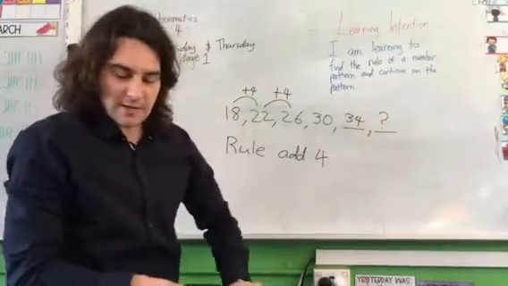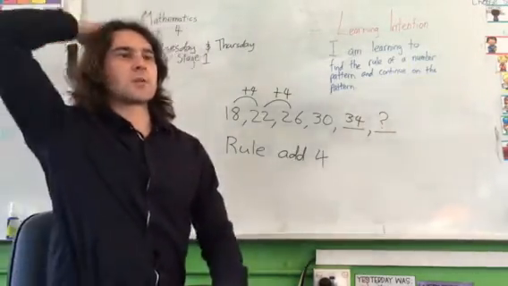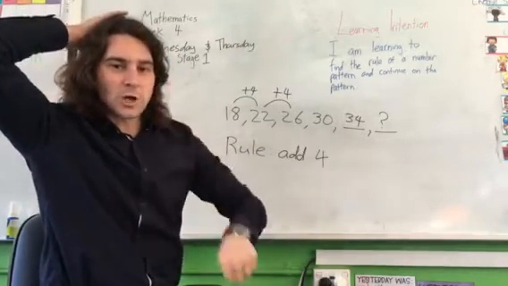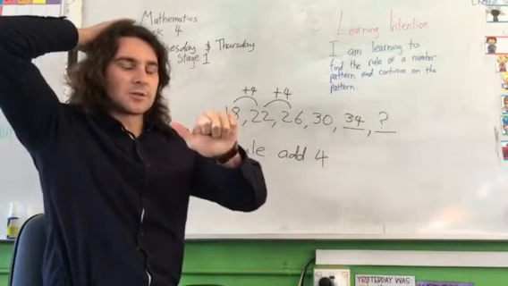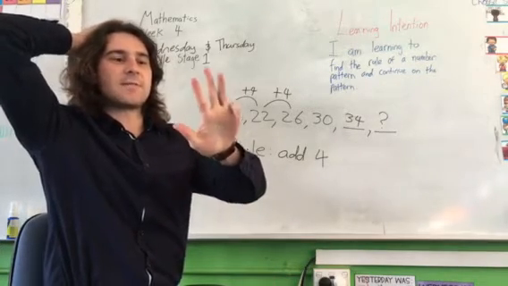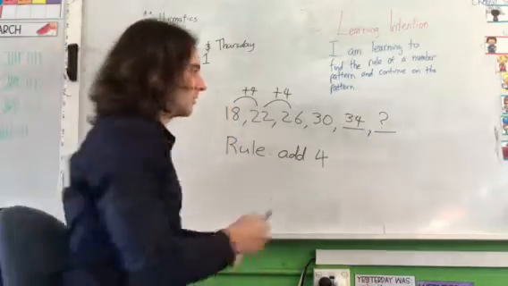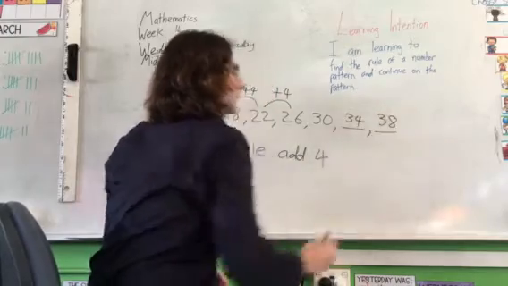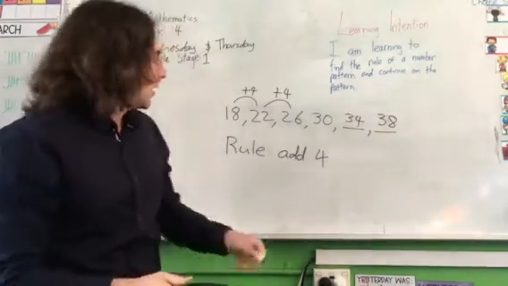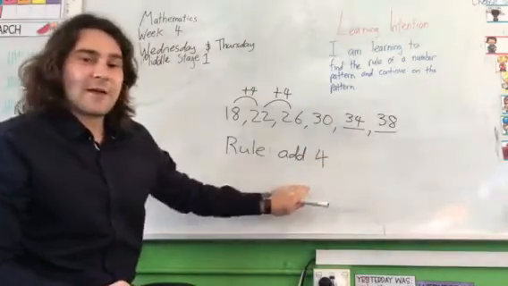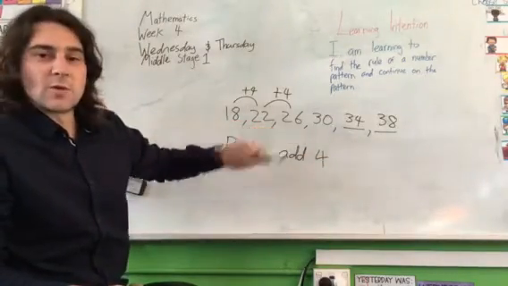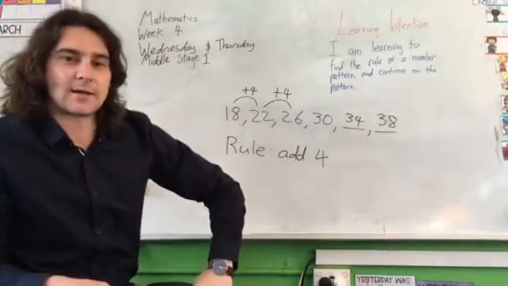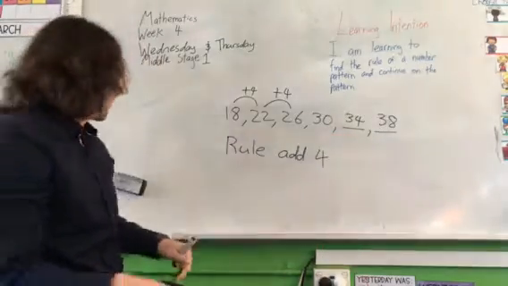But they're still asking me for the number after 34. I'm going to put that number in my head and count forward from 34 four times. 34, 35, 36, 37, 38. The second missing number is 38. I've found my rule by finding the difference between the first two numbers. Now I was able to fill in the missing numbers.